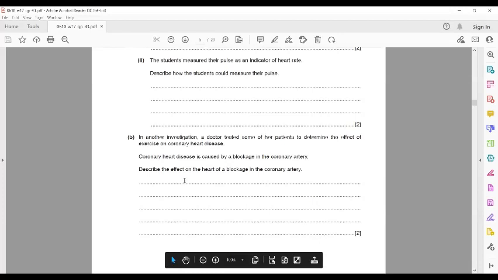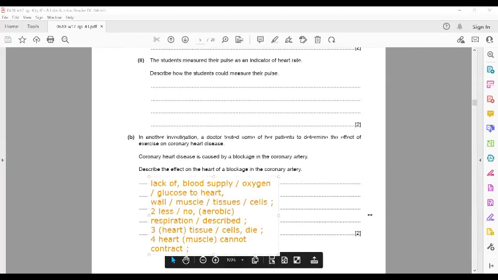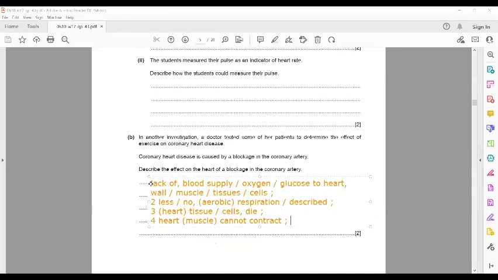So describe the effect on the heart of a blockage in the coronary artery. What happens if there is a blockage in the coronary artery? Put the possible answers. Again, I'm telling you, you should not write all these things. You just select two of them.